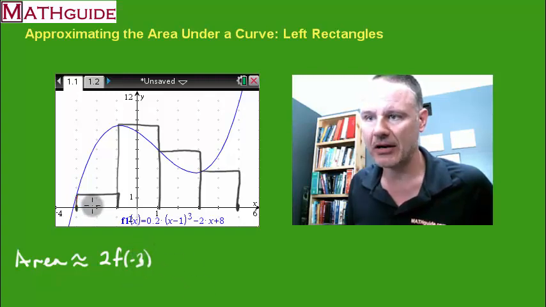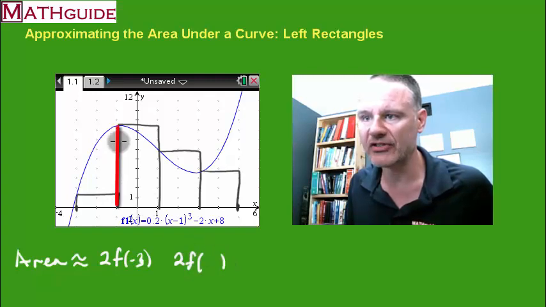Okay, so that's the area of that rectangle. All right, what's the area of the next rectangle? It's going to be 2 times, let's see, what's the height of the rectangle? Well, it's the function evaluated at -1.